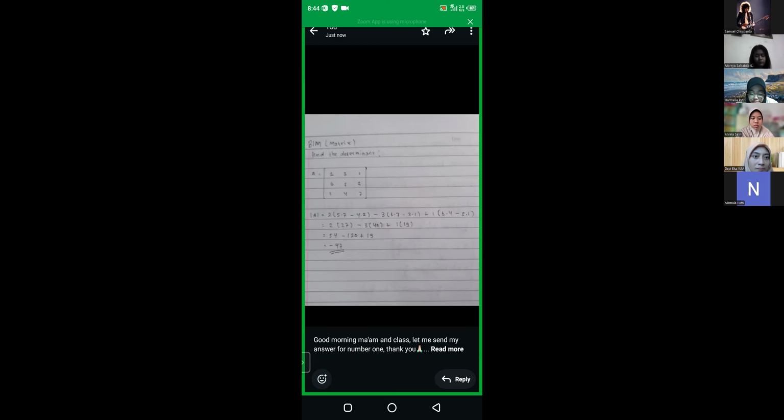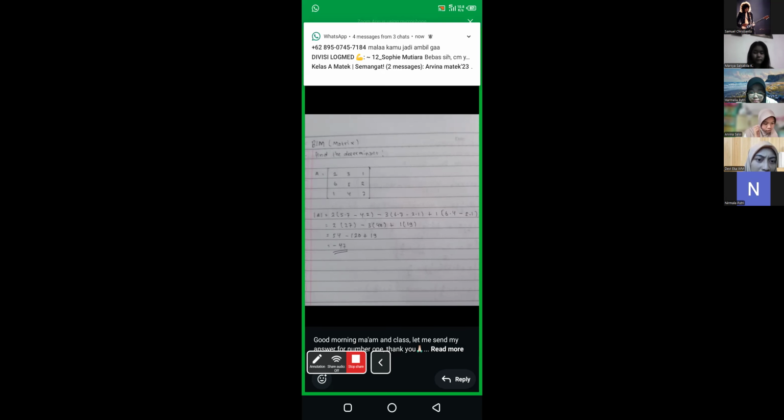So here we have 2 multiplied by 27, subtracted 3 multiplied by 40, added 1 multiplied by 19. And the result is 54 subtracted by 120 added 19, which is equal to minus 47. Is my answer correct? How about the group? Yes, the answer is correct. All right, thank you. Okay, thank you, Nirmala.